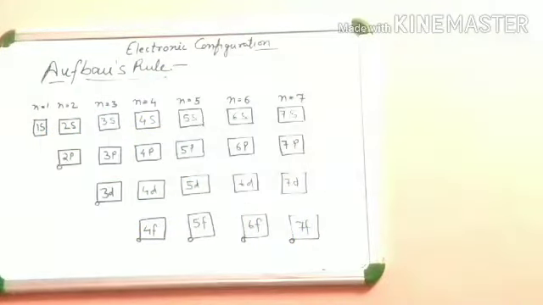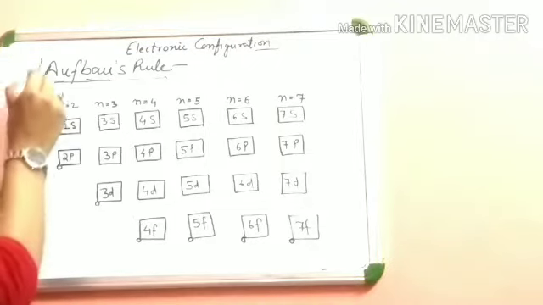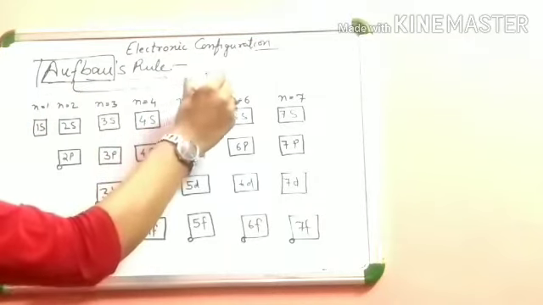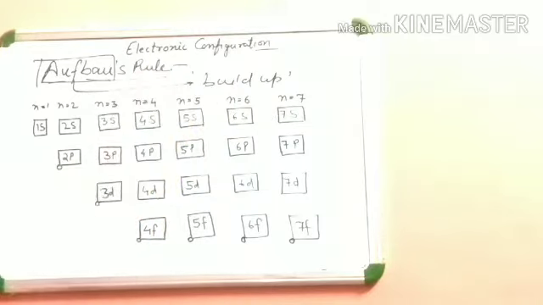So today we will discuss electronic configuration: how the electrons are filled in any atom. Okay, this is called electronic configuration. The rule is Aufbau's rule. The word Aufbau is a German word which means build up.